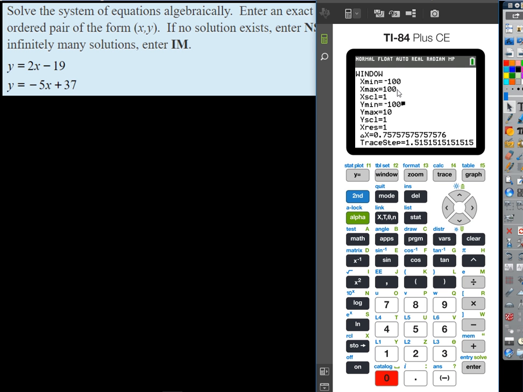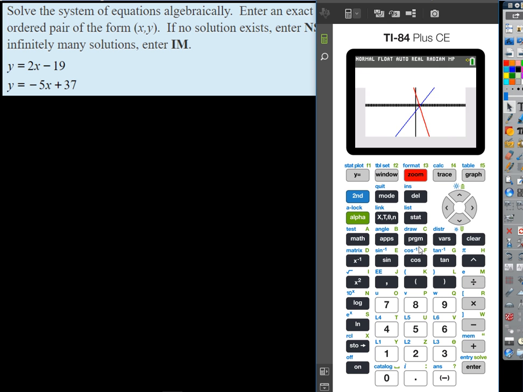Okay, and if you do that, the line's going to look pretty much the same. A line is a line, right? Okay, there they are. As long as I can see the intersection, I'm fine. I'm going to go back to zoom standard. Now, I wouldn't have to. But there it is. Okay, now the steps for getting the answer are really simple.